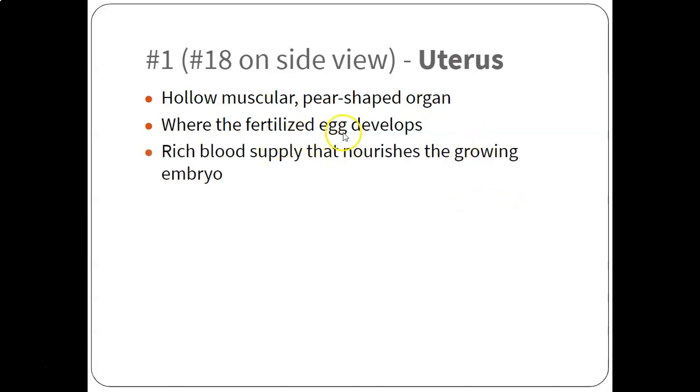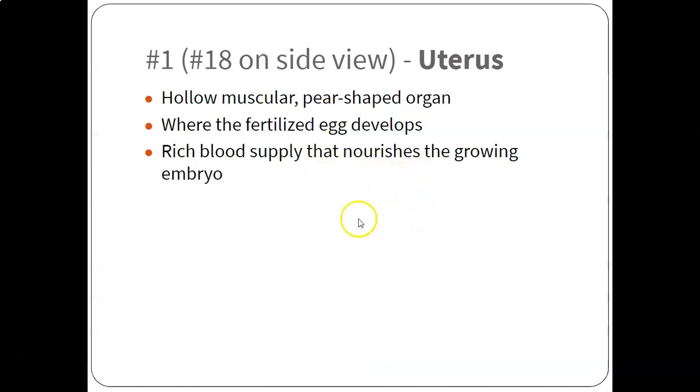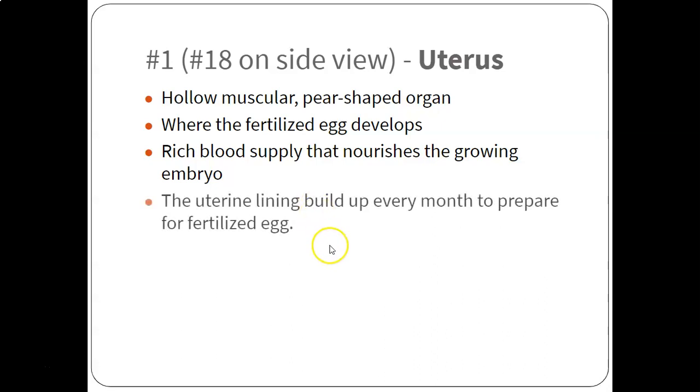So the uterus is where the egg develops. When the egg is fertilized in the fallopian tube, it'll come down and nestle itself right into the lining of the uterus. And then it becomes its home for the next 9 months if everything goes well. And that blood supply in the uterus helps nourish that baby and help it grow up.